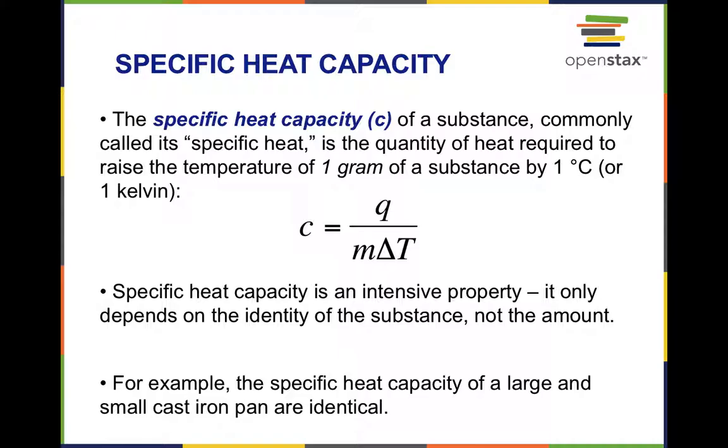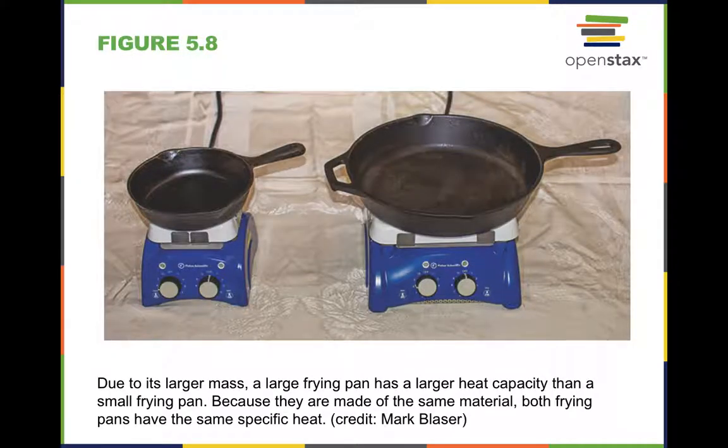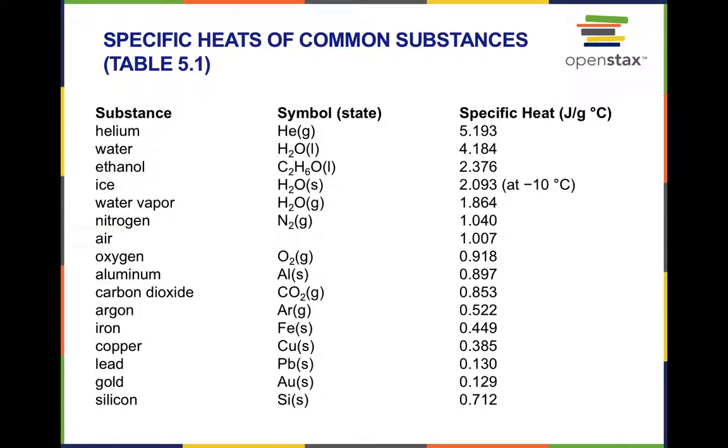So, specific heat capacity for a large cast iron pan and a small one are identical because they're made of the same substance. So, here are some substances. You don't have to know any of these specific numbers. I will give you those numbers as you need them. These are in joules per gram degree Celsius. Some of your tables that you're going to use are in calories per gram degree Celsius.